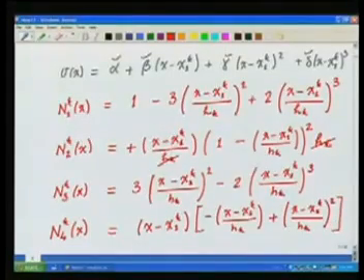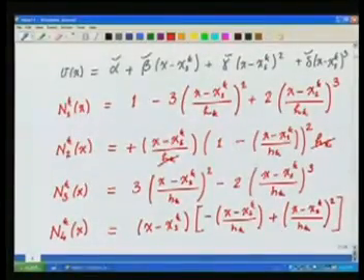So, my n1k is 1 minus 3 x minus x1k by hk whole squared plus 2 x minus x1k by hk whole cubed. N2k is x minus x1k into 1 minus x minus x1k by hk the whole quantity squared. N3k is 3 of x minus x1k by hk whole squared minus 2 x minus x1k by hk whole cubed, and n4k is x minus x1k into minus x minus x1k by hk plus x minus x1k by hk whole squared. These are the 4 functions that we have at the element level.